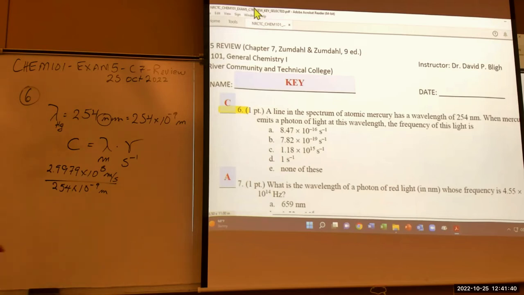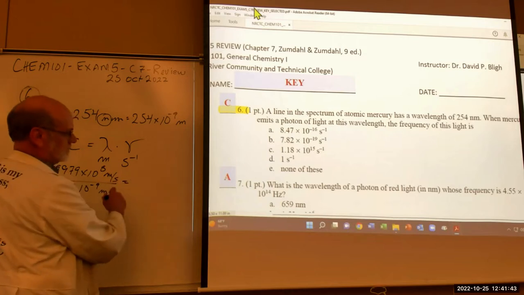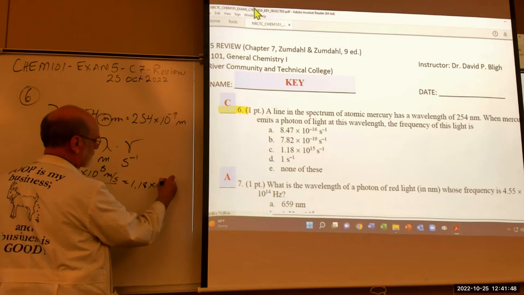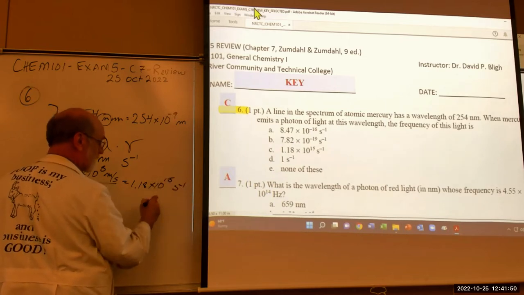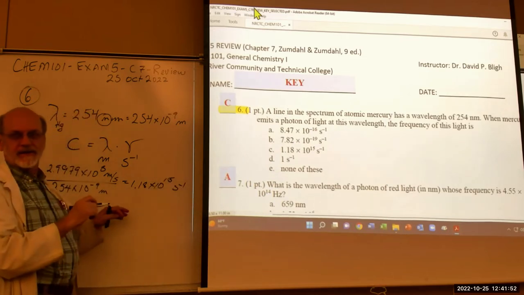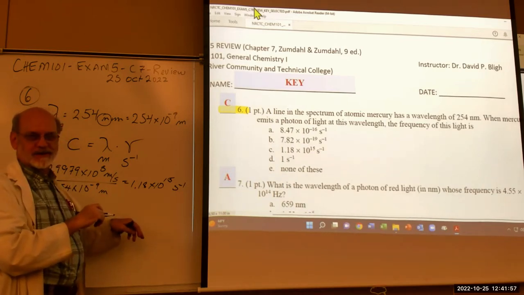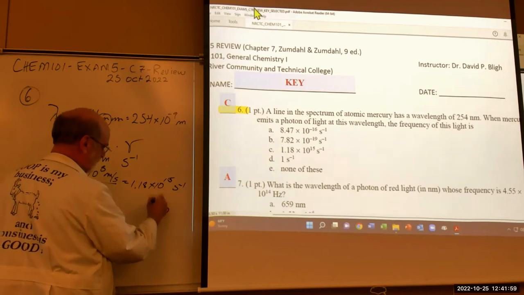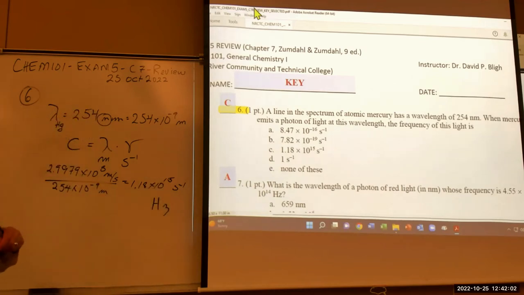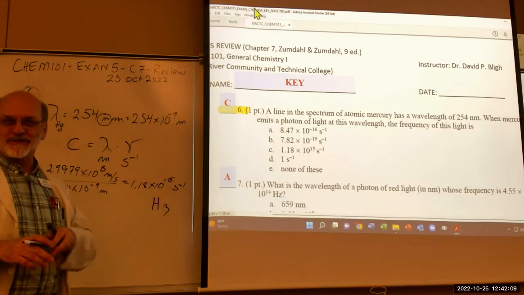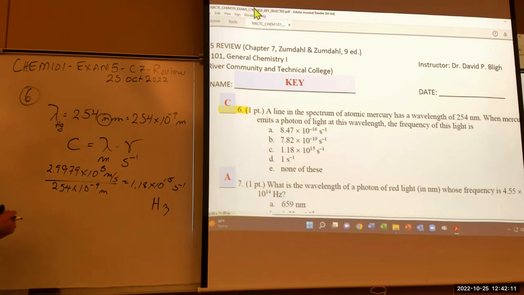And in the interest of time, I'm just going to say the answer should be 1.18 times 10 to the 15 reciprocal seconds. Or what other unit? What's that equal to? Hertz. Right. In case I get sneaky and put Hertz in there instead of these, then you'll know the relationship. Okay. I've been known to be sneaky.